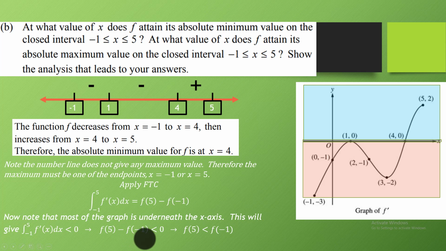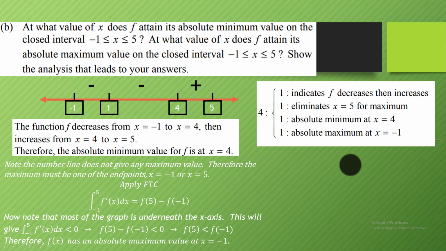Well, that means f of 5 minus f of -1 is also negative. And if we move this to the other side, it means that our f of 5 is less than f of -1. And that makes sense. To get a negative number when you're subtracting, this first number should be smaller than the second number. So if f of -1 is bigger than f of 5, it means x equals -1 is our maximum value, absolute maximum.